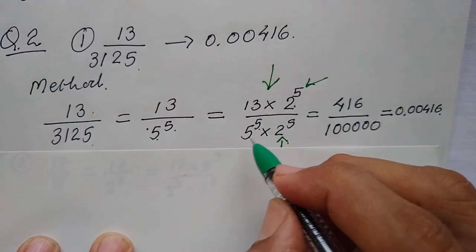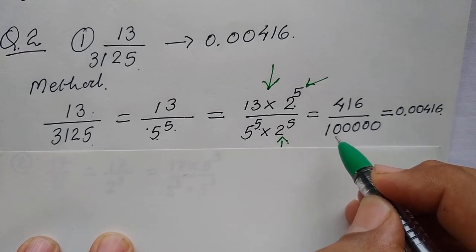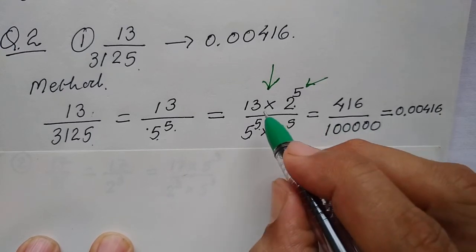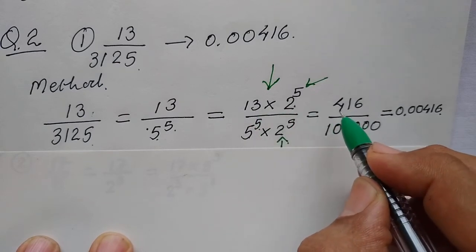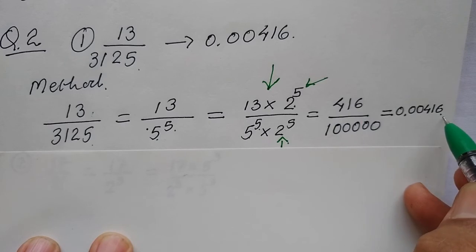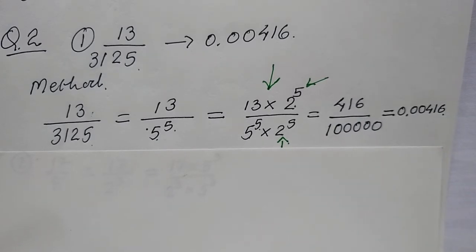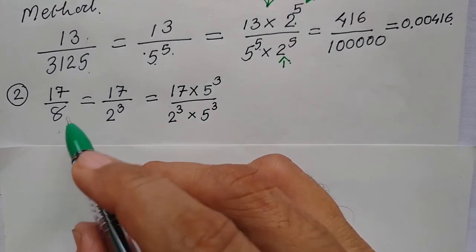So now 5 into 10, 10 raised to 5. 10 raised to 5 means 1 after 5 zeros. And this multiplication will give us 416. So the decimal expansion is this one, children. Okay. Let us take another sum. You will understand more. Now 17 by 8.